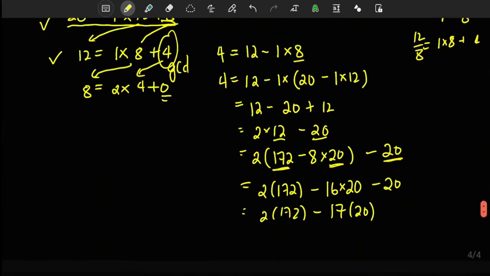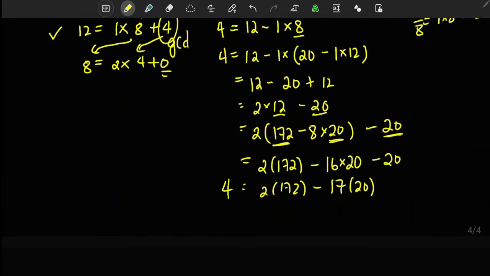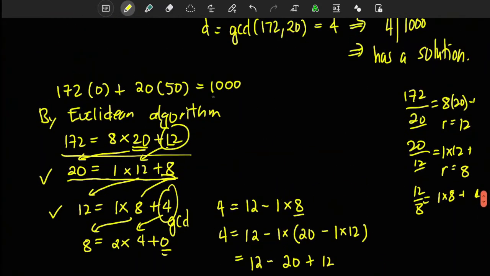In short, na-express natin yung 4 in terms of A and in terms of B. So, this is now our x prime and this is now our y prime. So, all we need to do now is to get 1,000 on the left hand side. So, we know that 4 divides 1,000 and for us to get 1,000, 1,000 is equal to 4 times 250. So, that means all we need to do is to multiply the entire equation by 250.